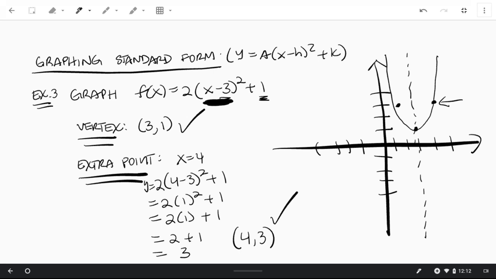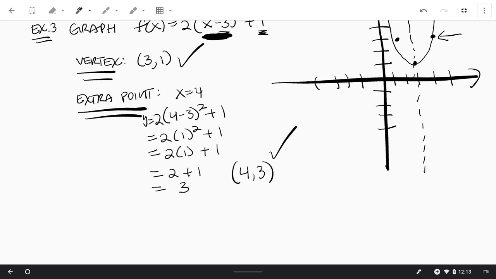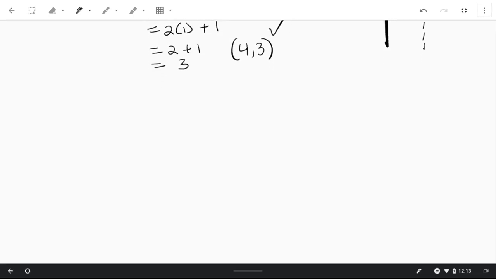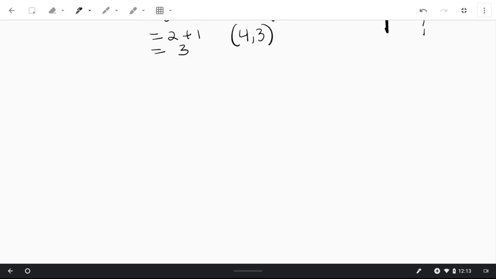So here, clearly much easier to graph this one because the vertex is already in the equation. You only have to calculate that extra point. Okay, writing in standard form. We're going to take a look at how to go from one form to the other.